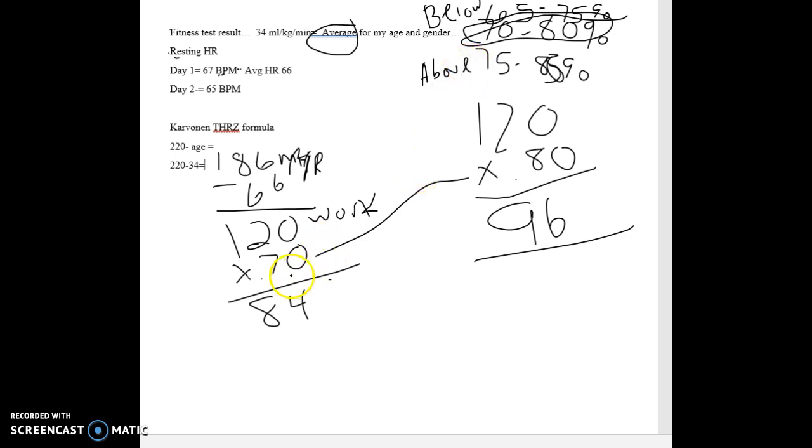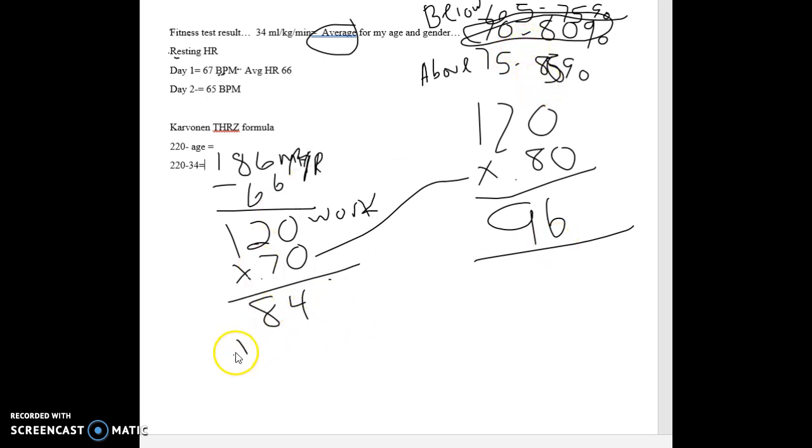What's really important to understand is that these two ranges are always a 10% difference. If I were below average, I would have used 65 to 75. If I'm average, I use 70 to 80. If I'm above average, I go 75 to 85. Okay, so I get these two numbers.